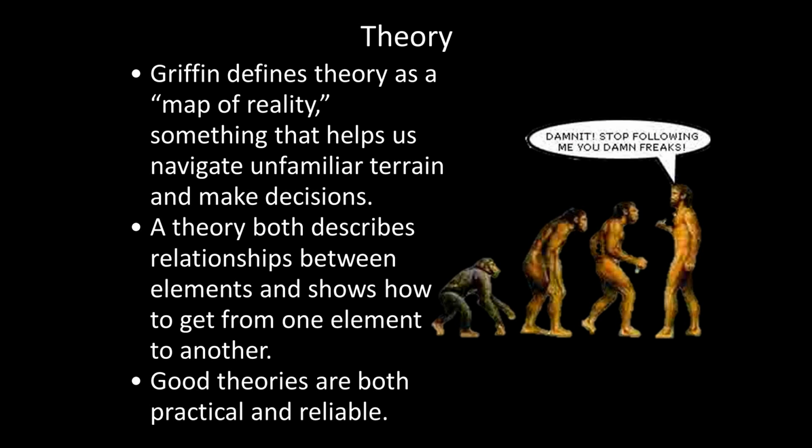So the first thing we need to start with is a quick discussion about what a theory is. The core of this chapter rests on the understanding of systems theory, but before we can get to that, it's more helpful to have a short discussion about theory in general. So there are a variety of different definitions of what a theory is. Some of the popular ones from your text comes from scholar Griffin, who defines theory as a map of reality that helps us navigate unfamiliar territory and make decisions.